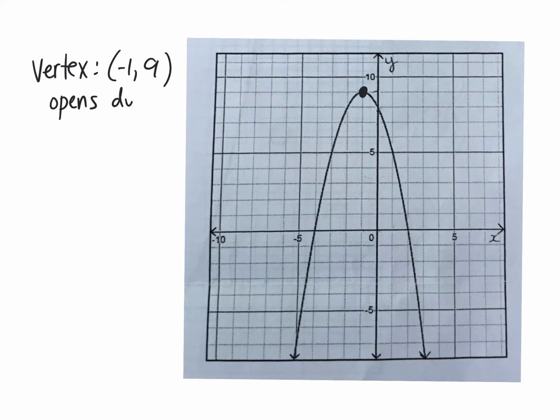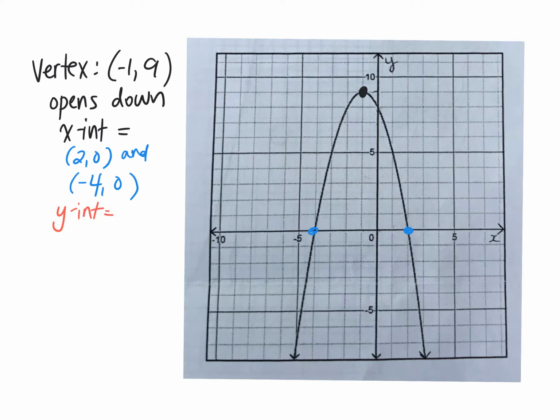Down. Good. The x-intercepts are 2 and negative 4. X-intercepts are where? Okay, so you're going to write it as a coordinate: (2, 0) and (-4, 0) are the two x-intercepts. Where's the y-intercept? It's (0, 8). Perfect.